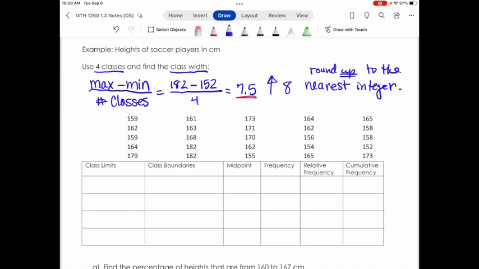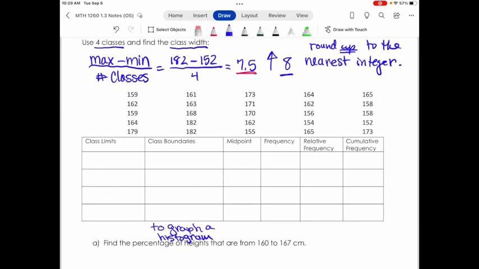Okay, so now that we have our class width, this tells us that in each of my categories, I want 8 numbers. Class limits will help us first determine how we're going to organize the groups, and then the class boundaries will be what we use later to graph a histogram. To find your first group, you start with your lowest number, which we said was 152. We want 8 numbers in this group, so 152 is included. That's the first number, and I want a total of 8, so I want 7 more numbers.